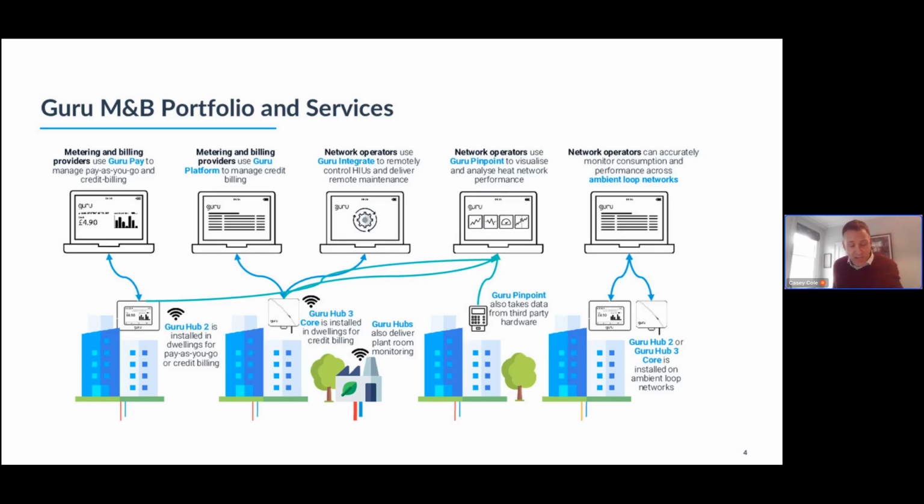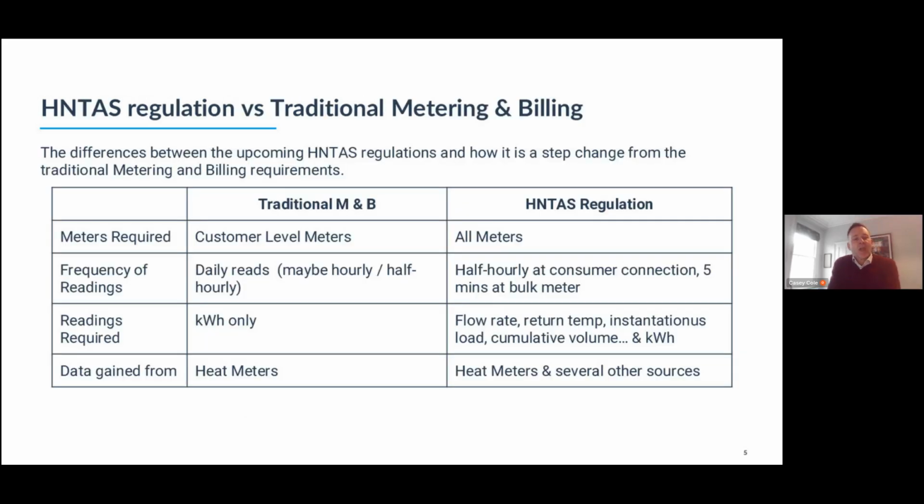I've only got a couple of minutes because we are trying to do this in a hurry. So I'm not going to talk more about how we fit into the site, but I want to just contrast. I think there's some confusion about the connection between metering and billing, again, the slot that we're in today, and the data requirements under HNTAS, and what data is actually required.